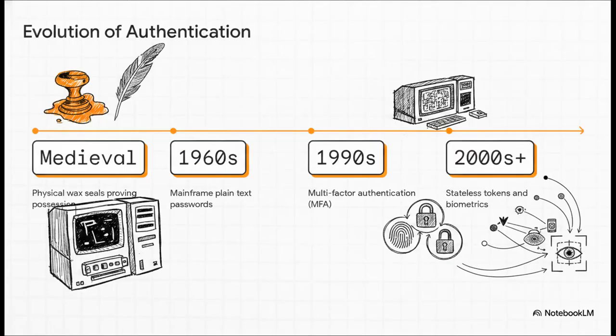Think about it. Scaling populations necessitated a massive shift in how we prove who we are. Back in pre-industrial societies, trust was kind of implicit, right? A village elder just vouched for you. But as society scaled, that implicit trust failed. We needed explicit proof. So we went from medieval wax seals, which were basically early physical authentication tokens, to the 1960s when MIT researchers introduced plain text passwords for mainframes, and those quickly evolved into secure, hashed storage. By the 1990s, the internet brought us multi-factor authentication, combining something you know, something you have, and something you are. It's really just been this constant race to stay ahead of the curve.